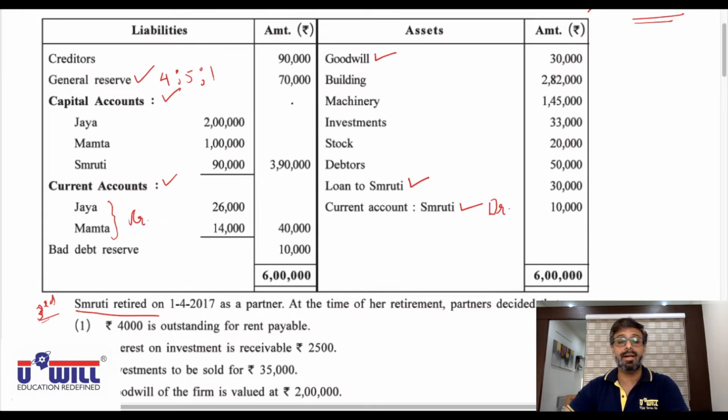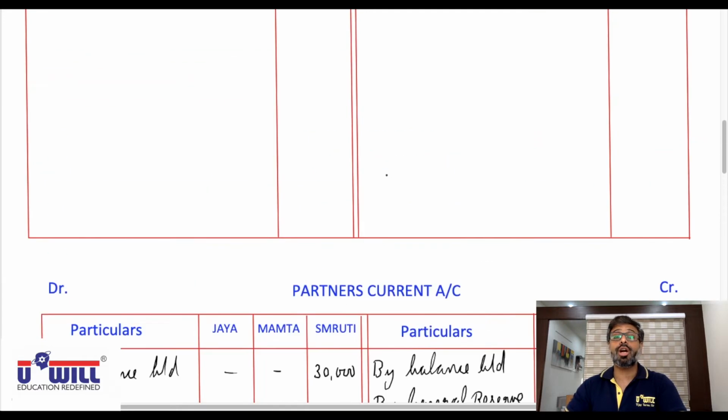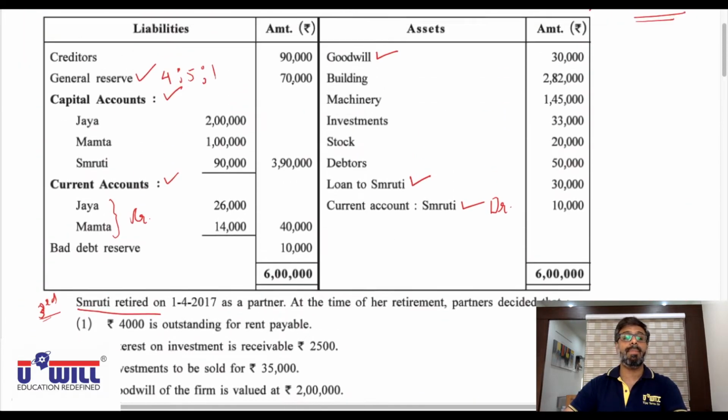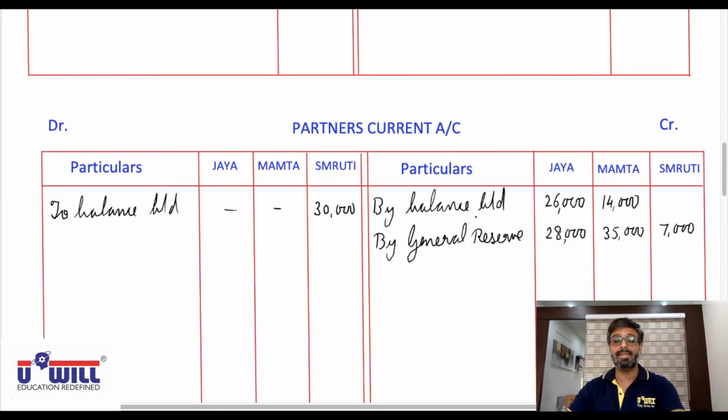So partners current account credit side, we will distribute this 70,000 in the ratio of 4:5:1 by general reserve. Now 70,000 into 4 by 10, 28,000, 5 by 10, 35,000, and 1 by 10, 7,000. And shortcut I told you left, right, left. In balance sheet it's on the left side. So in partners current account it will come on the right side.